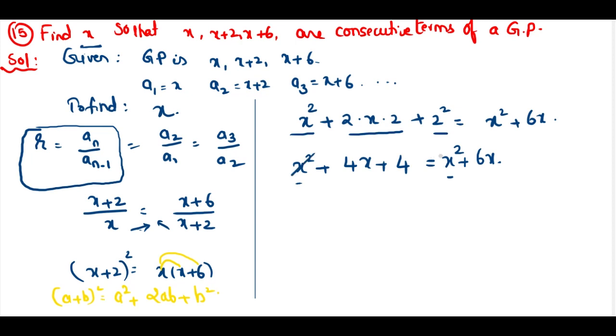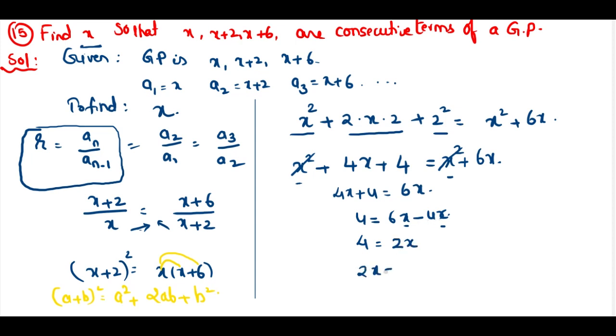So, x square and x square can be cancelled. What is left is 4x plus 4 equals 6x. So, let us transpose this 4x, so 6x minus 4x. So, 4 equals 6 minus 4. When you have the same variable with the same power, these are like terms, and how do we subtract these? We just subtract the coefficient. Coefficient is the number multiplying the variable. So, 6 minus 4 will give us 2x.